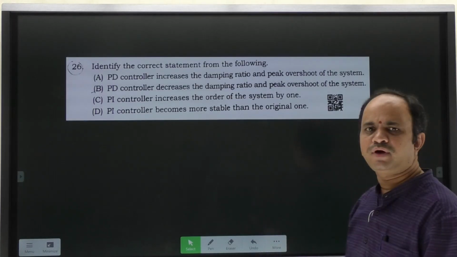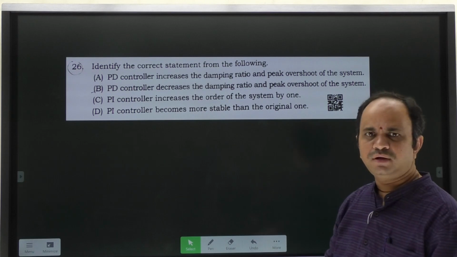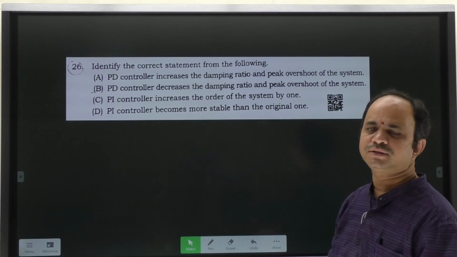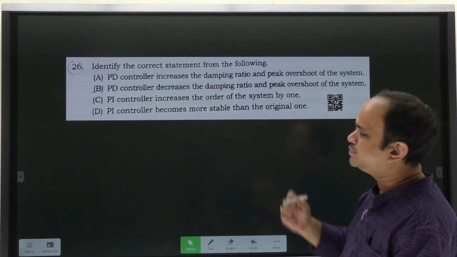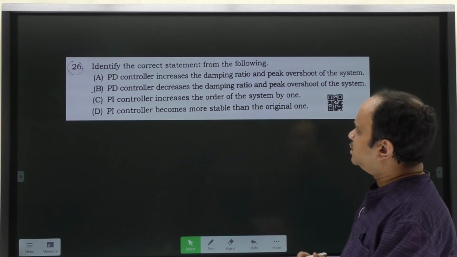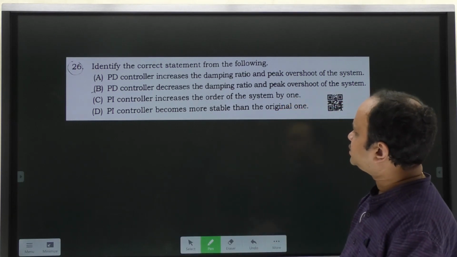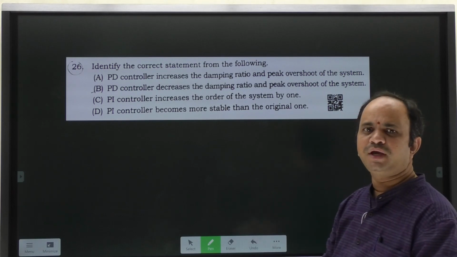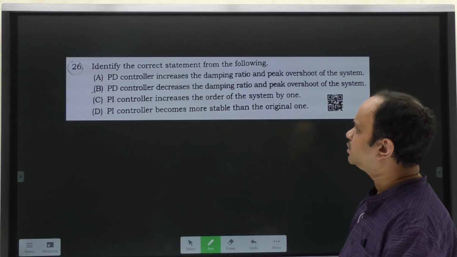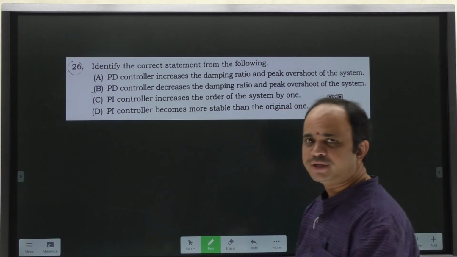Now the first question from control systems. There are 4 statements given. Out of these 4 statements, the question is to identify the correct statement from the given 4 options. Just by seeing these 4 options, it is mostly the properties of PI and PD controllers. So now let us read the first 2 statements.